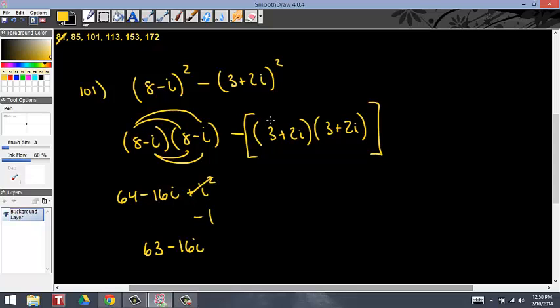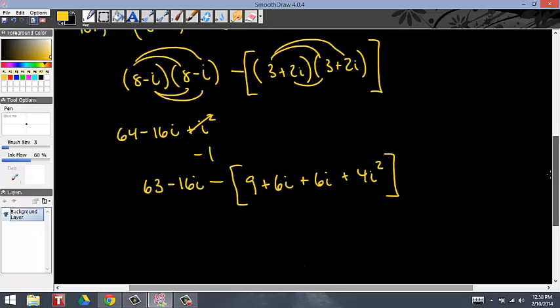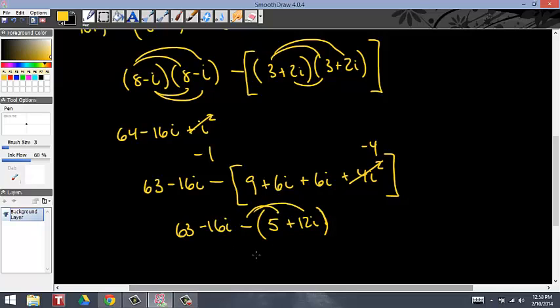Now I'm going to go ahead and do the same thing here. This is going to be 9, plus 6i, plus 6i, so that should be 12i, and then plus 4i squared. Well, what is i squared again? Negative 1, so this is minus 4. So this is 5 plus 12i down here. And that's all being subtracted from 63 minus 16i. Now I'm going to distribute in my negative sign, so I get negative 5 minus 12i, and then 63 minus 16i.